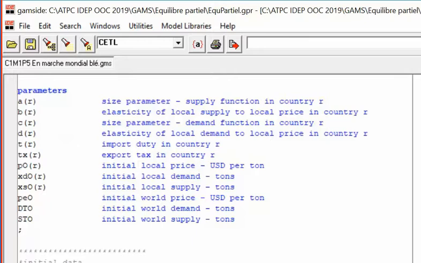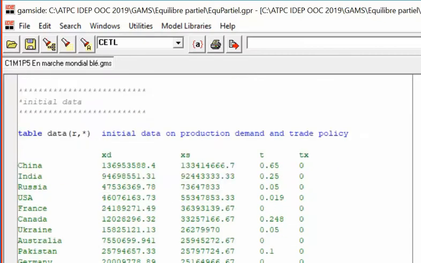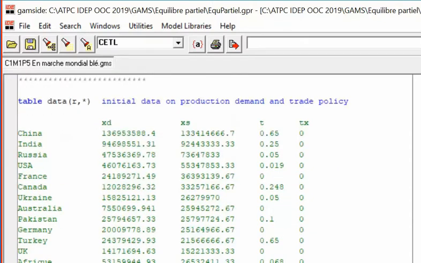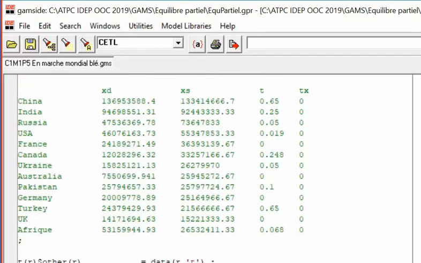Declarations of parameters: there is nothing very interesting here, this is very traditional. Then the entry of data starts with a table called data, with the rows being the countries and the columns being the variables.